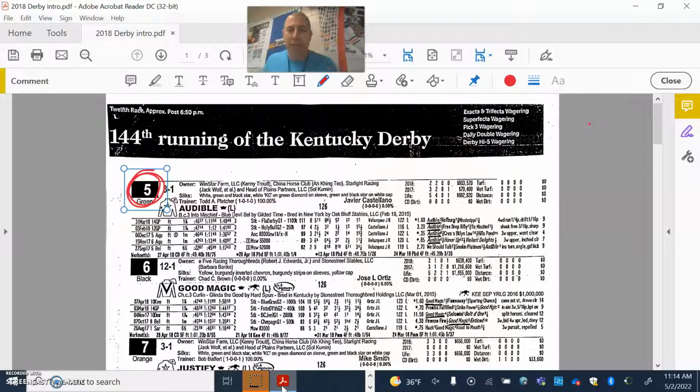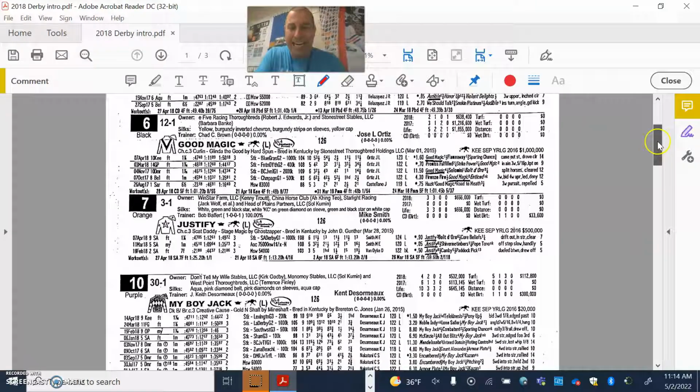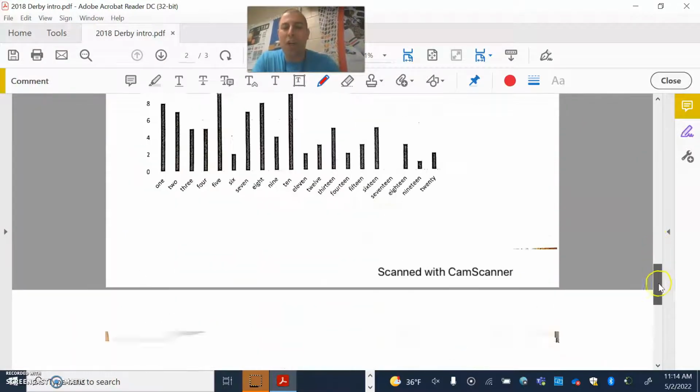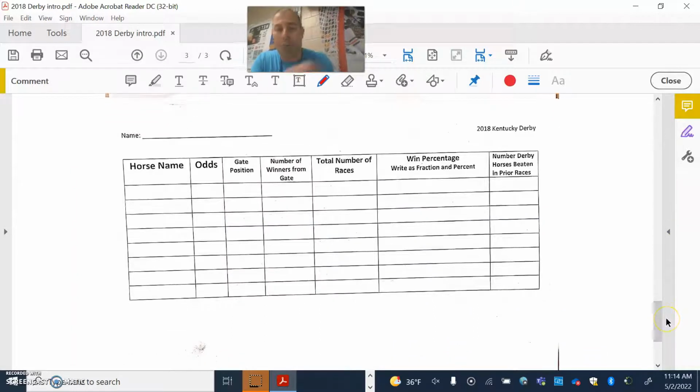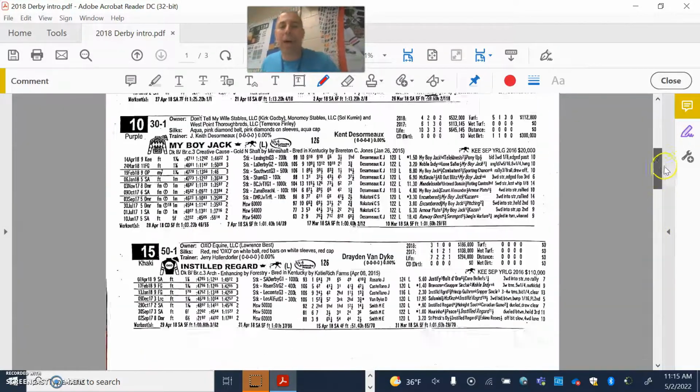On your paper there, the first thing that we want is the horse's name. So the first horse that we are talking about here is Audible. Now, the horses have very interesting names. They can't duplicate their names, so we'll get some kind of entertaining ones. The odds. Okay, so the odds are how likely they are to win.